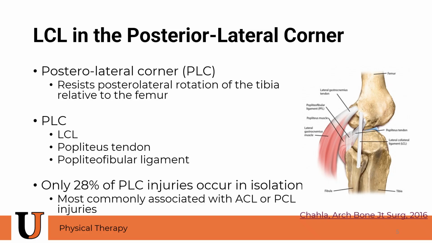The LCL is part of the posterior lateral corner. The other structures within the posterior lateral corner are the popliteus tendon and the popliteofibular ligament. Those three structures combined make this posterior lateral corner, and the main role of this is to resist posterior lateral rotation of the tibia relative to the femur, along with helping resist against those varus forces.